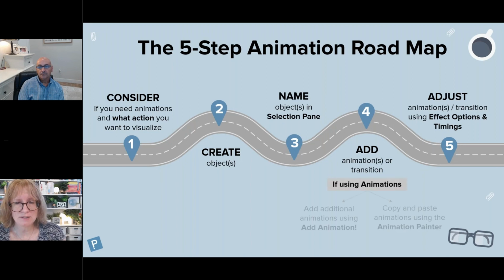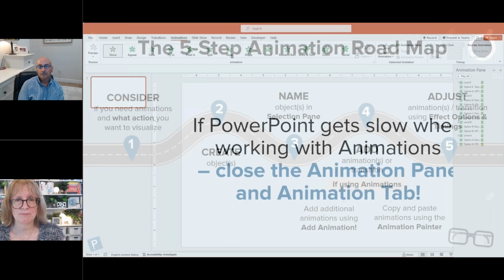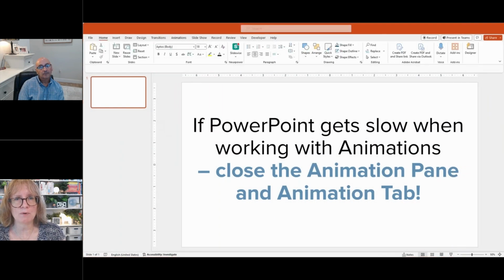And just as a reminder, if you're using animations, make sure you add those additional animations using Add Animation on the Animations tab, and save some time using the Animation Painter. One more last tip before we go over to some samples. If you're working with animations and noticing that your PowerPoint interface is sluggish or slow, close the Animation pane and the Animation tab. There's something in how Microsoft uses computer resources when working on animations. At times it can be super frustrating, but closing the Animation pane and the Animation tab can clear things up and make things more smooth when you're working.